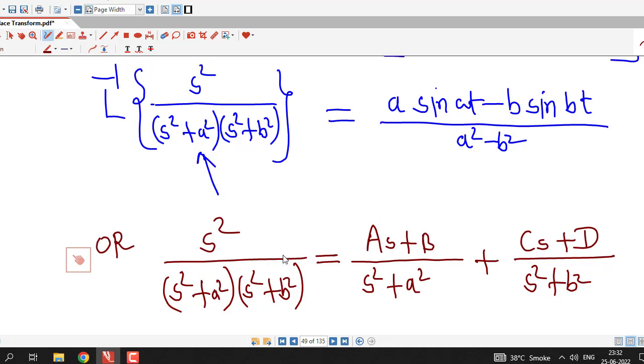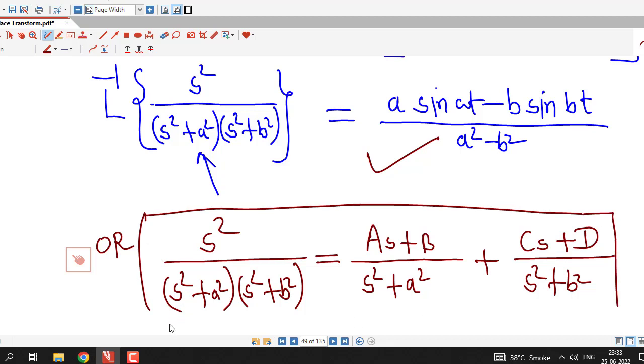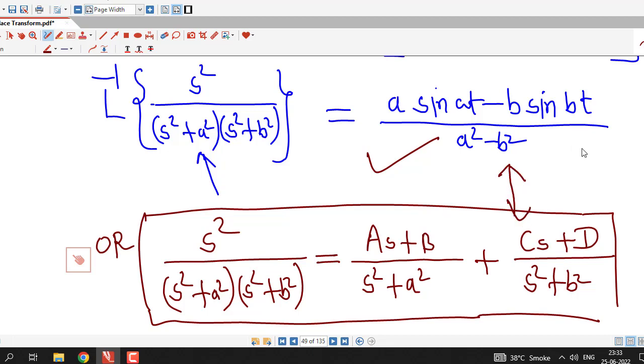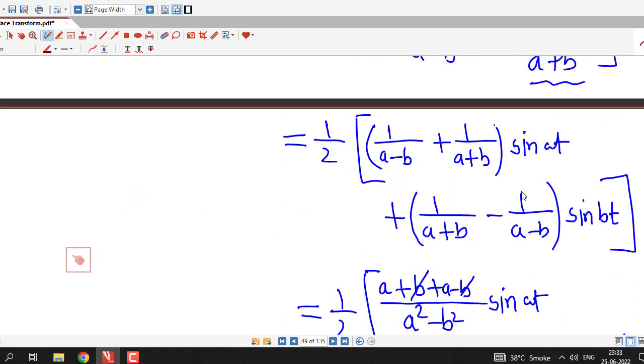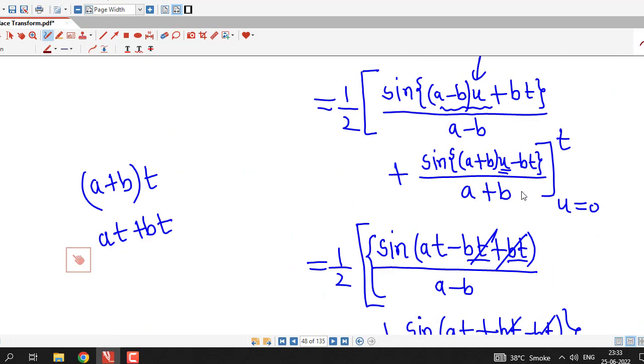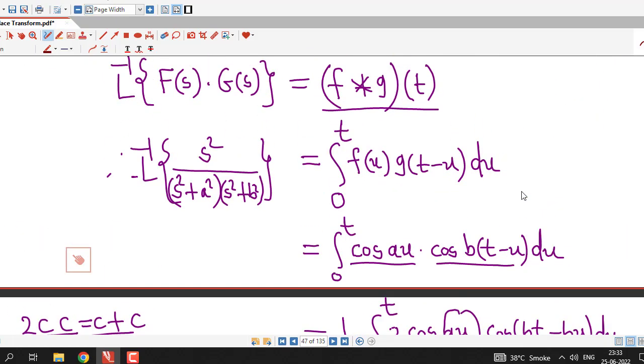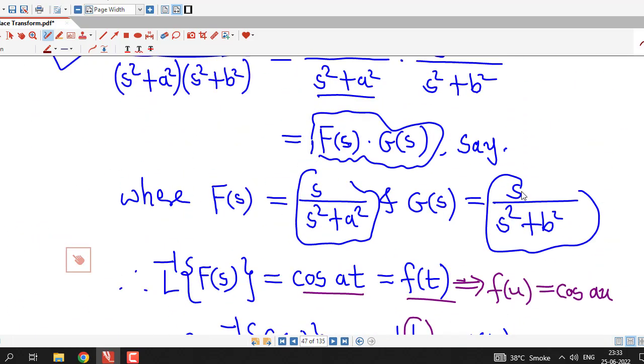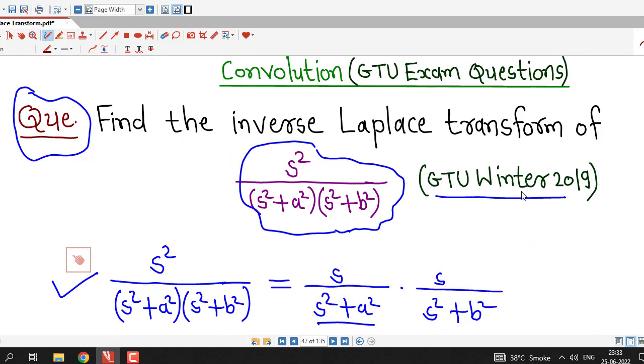Here I have obtained this inverse Laplace transform using the convolution theorem. You can do as an exercise to find the inverse Laplace transform of this same function using the method of partial fractions, and you can compare your answer with my answer and you will get the same answer. So in this way we can use the convolution theorem to obtain the inverse Laplace transform for the product of two functions.